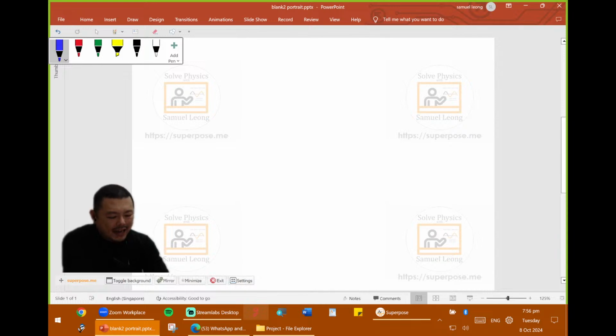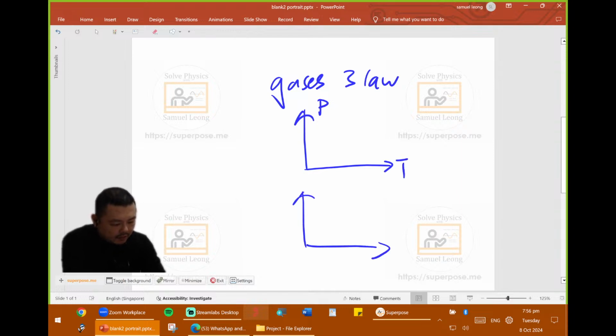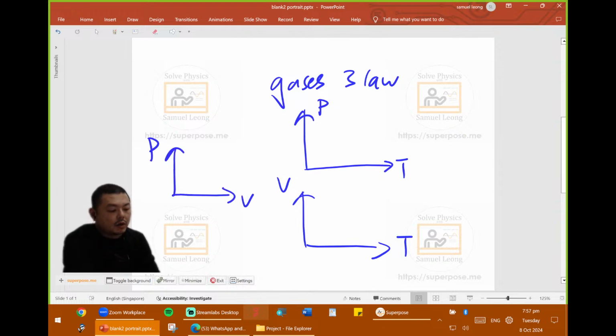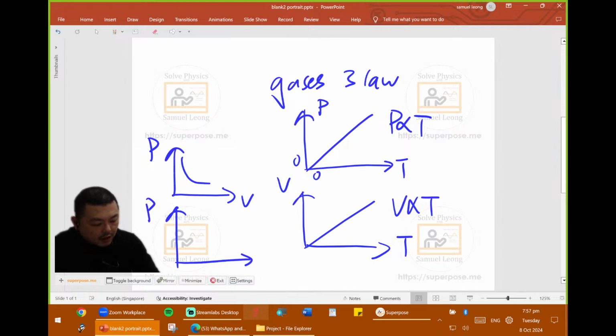So essentially for gases, there are three laws. I'm just going to do a very quick one here. There's pressure versus temperature, volume versus temperature, and pressure versus volume. Pressure versus temperature is linear, directly proportional, so P is directly proportional to T. Volume versus temperature is also directly proportional. But P versus V is inversely proportional. If you plot P against 1 over V, then it'll be directly proportional. You understand?